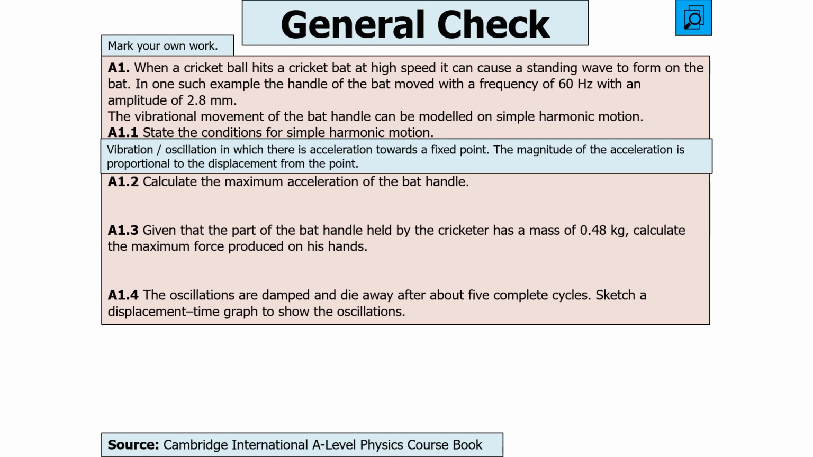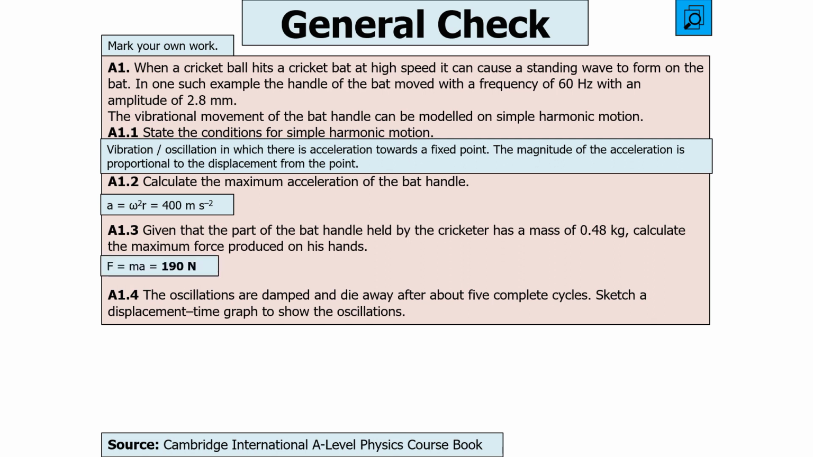Now we know in simple harmonic motion, acceleration is equal to omega squared A, or in this case omega squared r. Again, you've got to remember that the amplitude has to turn 2.8 millimeters into meters, and omega is 2 pi f, so it's 2 pi times 60. So when you work it through, you get 400 meters per second squared.